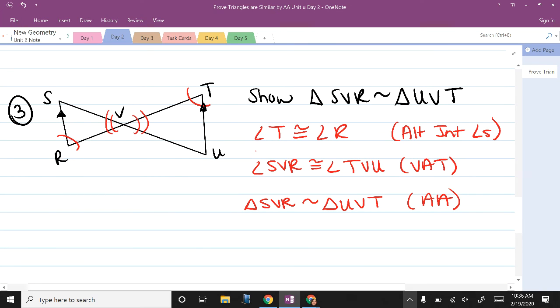Okay, so if it says show, that just means it needs some explanation, right? So it's kind of like a proof, just not as complicated as a proof. Is everybody okay? So if I wanted to, instead of using vertical angles, I could have used alternate interior angles here, because I just have to show two pairs of angles congruent. Does that make sense? Okay, good job.